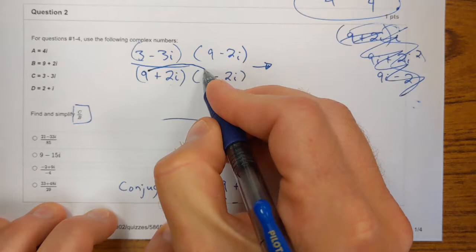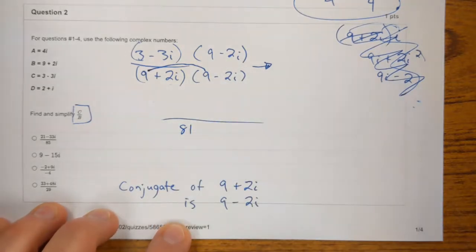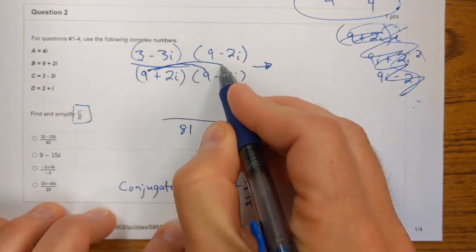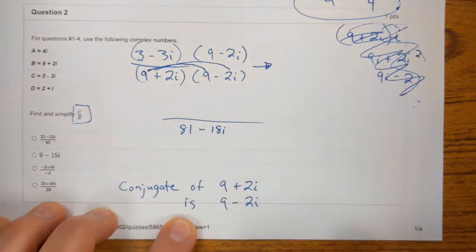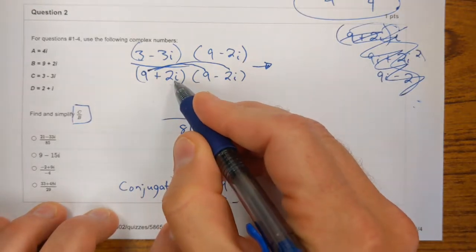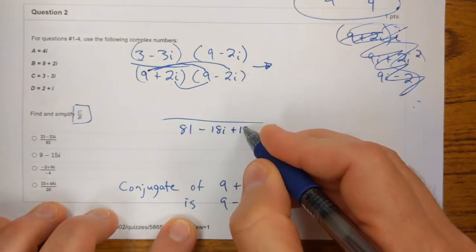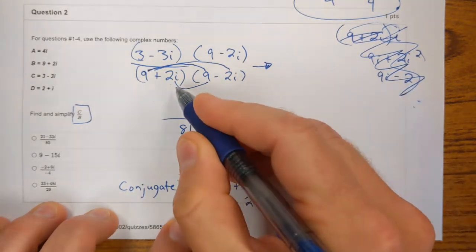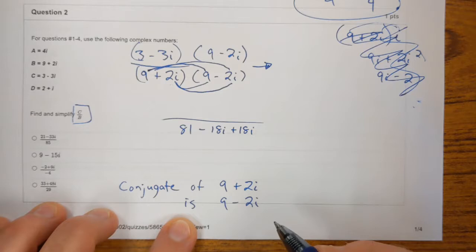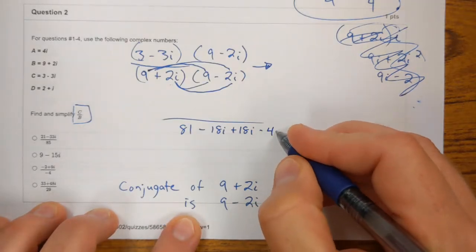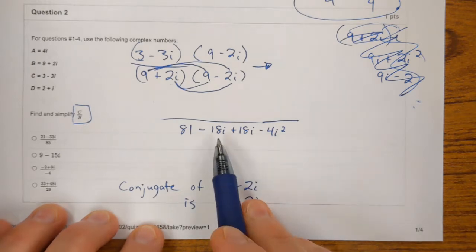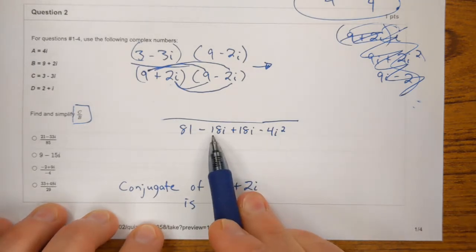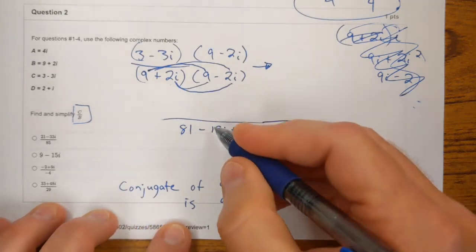So we're going to get 9 times 9, which is 81. We're going to FOIL then 9 times negative 2i, which is minus 18i. Then positive 2i times 9, which is positive 18i. And then 2i times negative 2i, which is negative 4i squared. Now here's the beauty of a conjugate. Look what happens with my i terms here, my minus 18i and my positive 18i. Those cancel each other out.